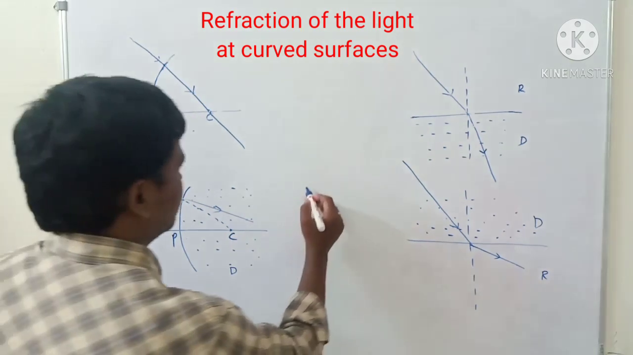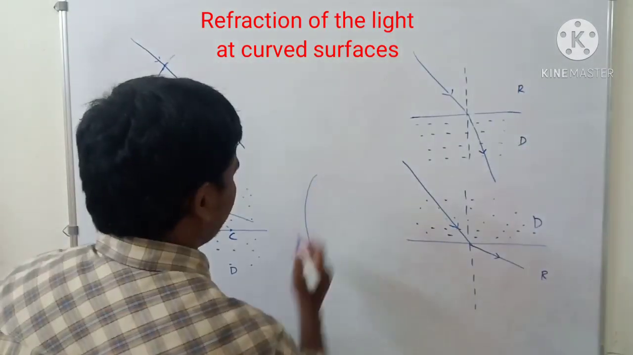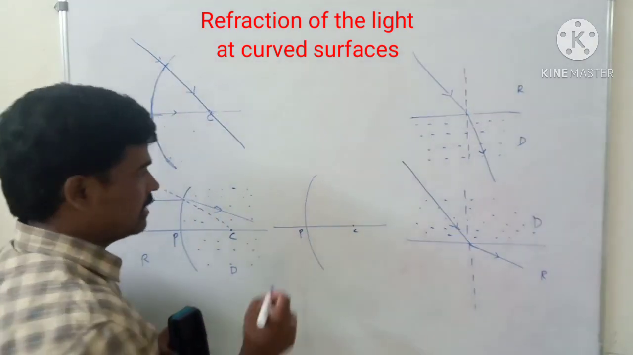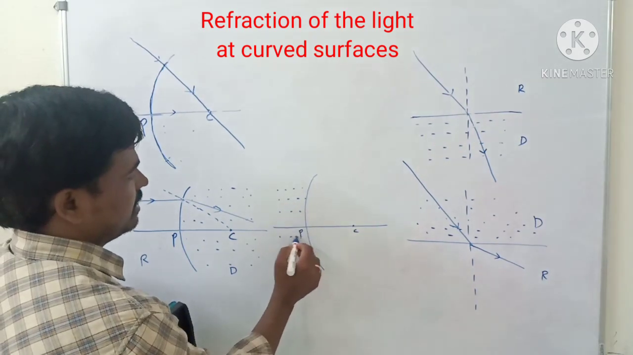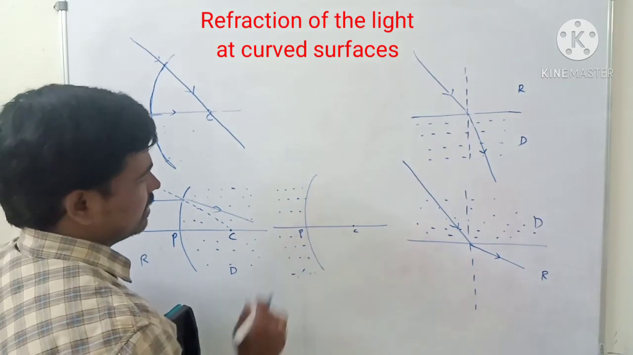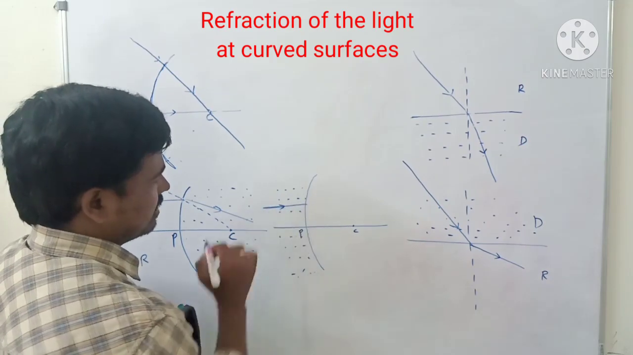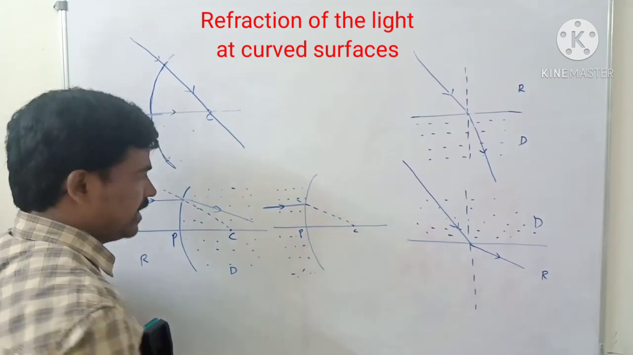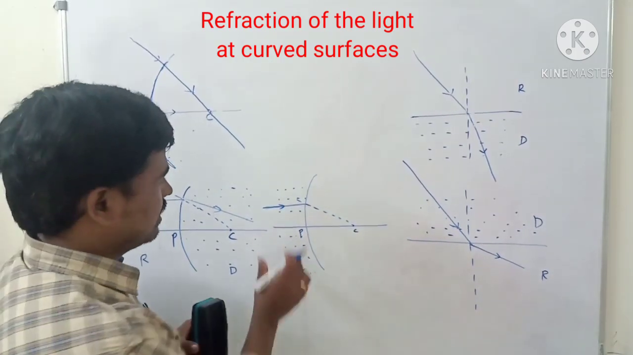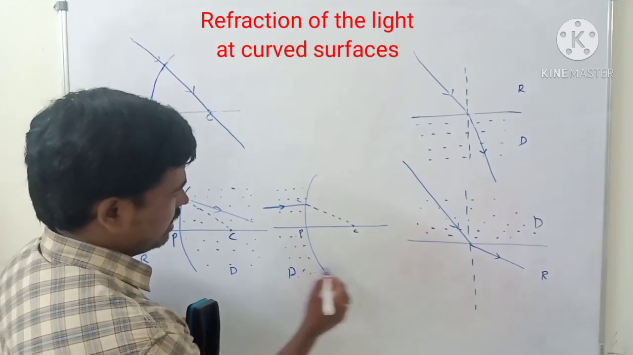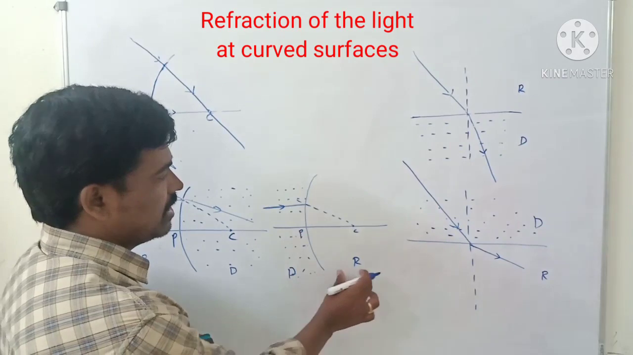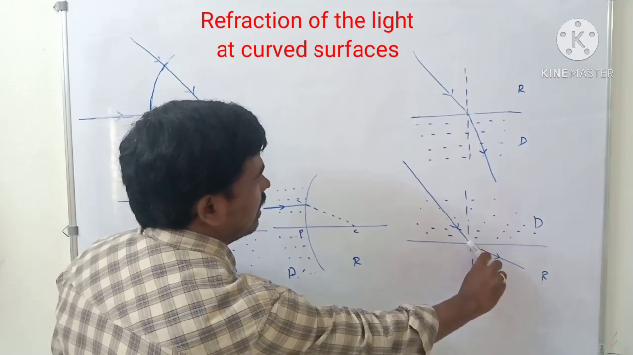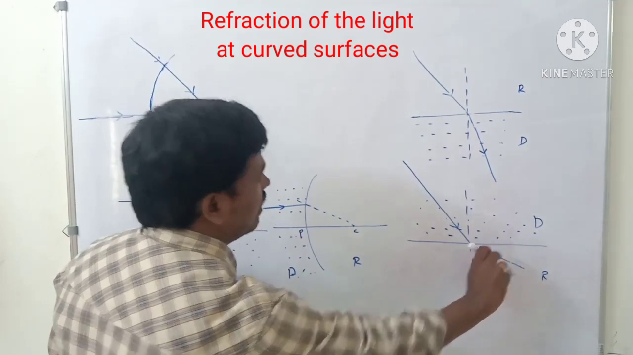Let me take another example. This is P and this is C, the center of curvature. Let us assume this side is a denser medium. We are changing the mediums here. This side is a rarer medium. The same parallel ray is coming. We have to draw a normal here to tell which side it is bending. Now the ray is going from the denser medium to the rarer medium. What happens when it goes from denser to rarer medium? The ray of light bends away from the normal.